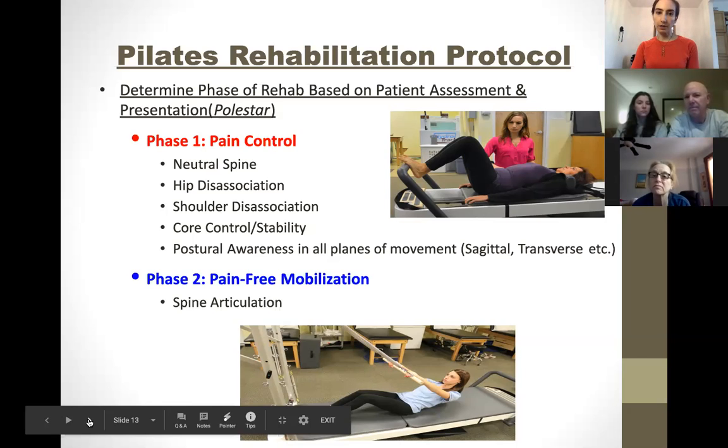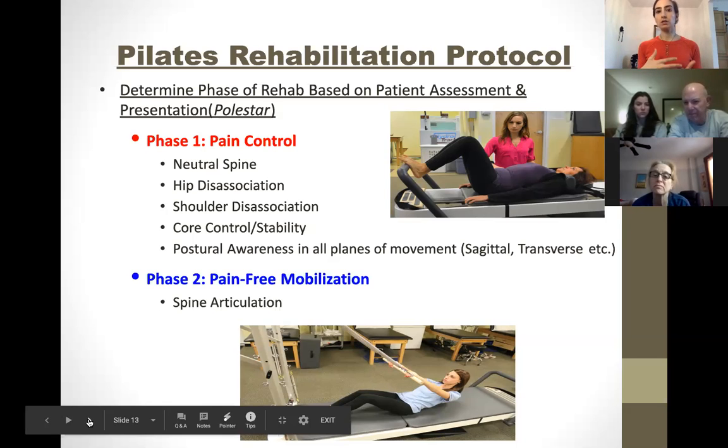And I'm just bringing it back in because it's really specific for all kinds of rehabilitation, but most commonly known for low back rehab. So when you're in phase 1, our goal is to reduce the pain, to control the pain. So that's when we talk about the neutral spine that we learned last time, being able to disassociate in your hip and just have that overall core control and stability. This phase also allows for postural awareness in all the planes of movement.